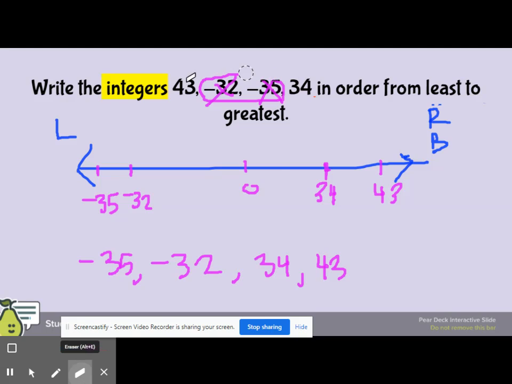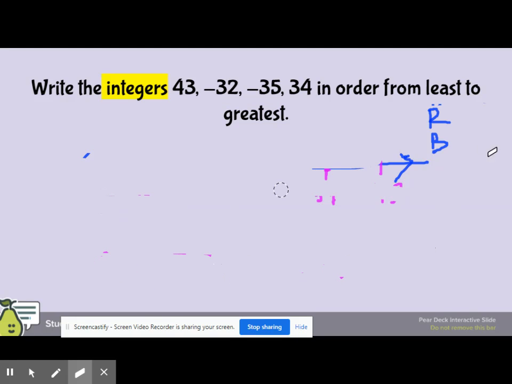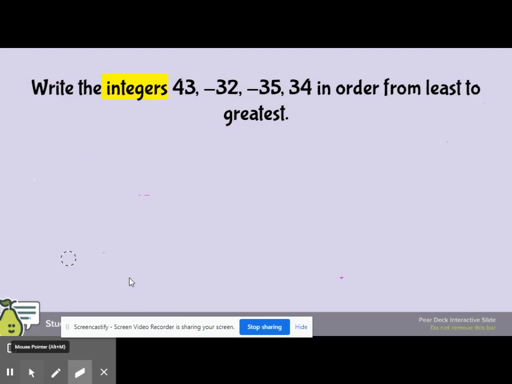Okay, we're nearly done. Erase, erase, erase. I wish there was a clear all feature, but there's not. All right, let's see what's coming up next.